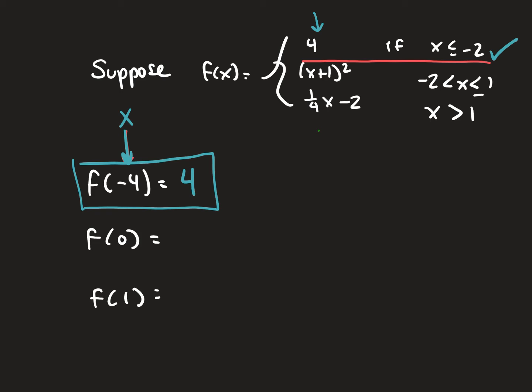Now for the second one, we have f of 0. So this is my x value. So if I look, 0 is going to be in the second part because 0 is between -2 and 1. So I'm going to plug 0 in for my x. So I'll get (0 plus 1) squared, which is going to be 1 squared, which is just simply 1.